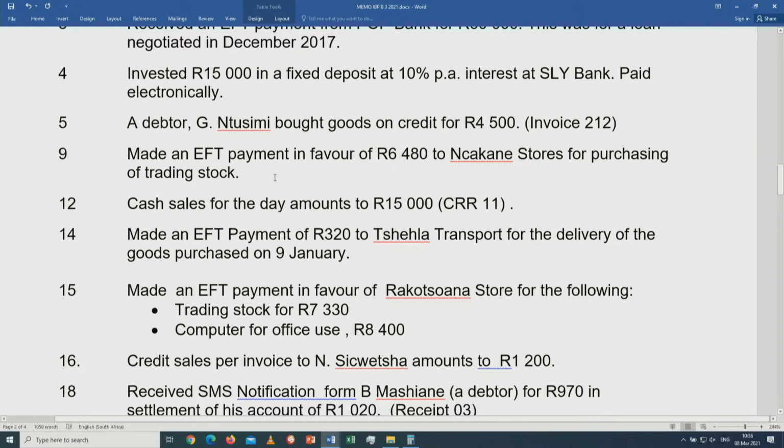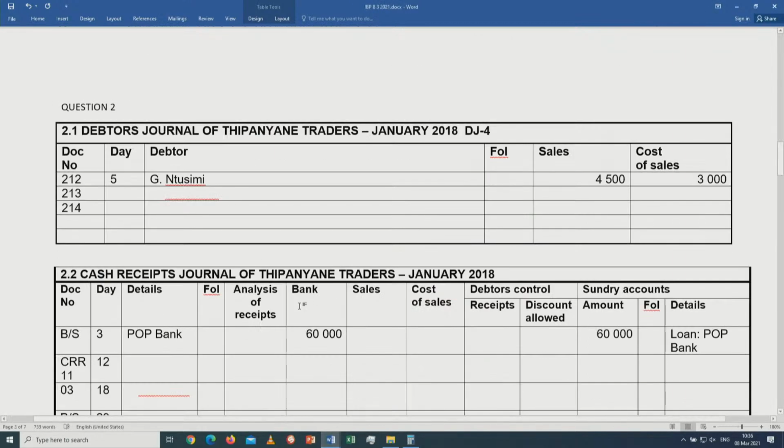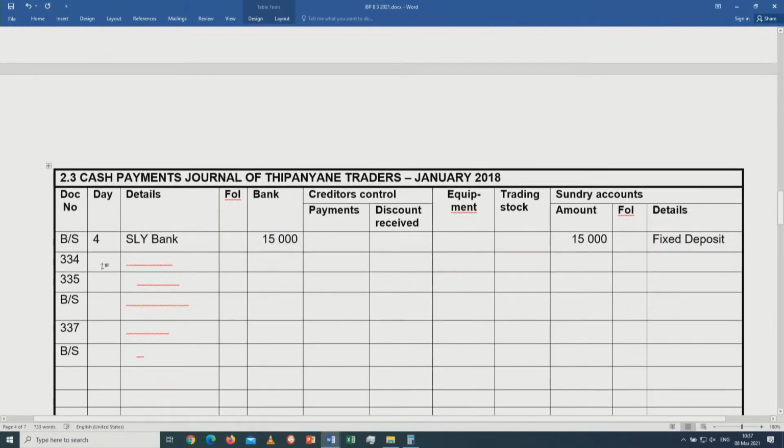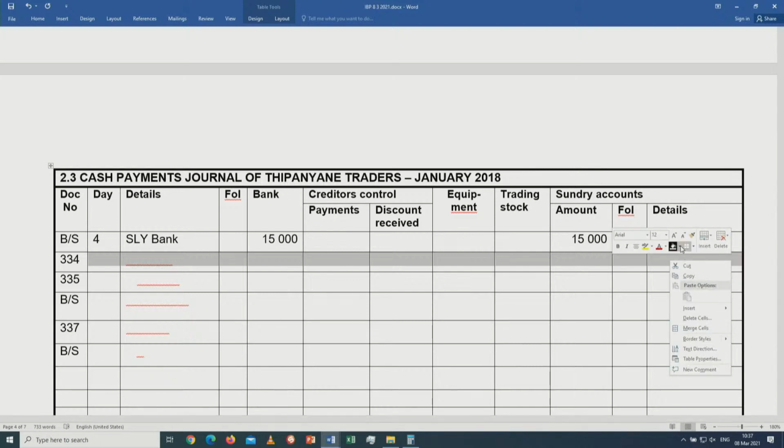So we made a payment. Why? Because we were buying stock. When you make a payment, which journal do you use? Payments or receipt? It's very clear. Payments. Therefore, you go to your cash payment. You go to your cash payment and record your cash payment.